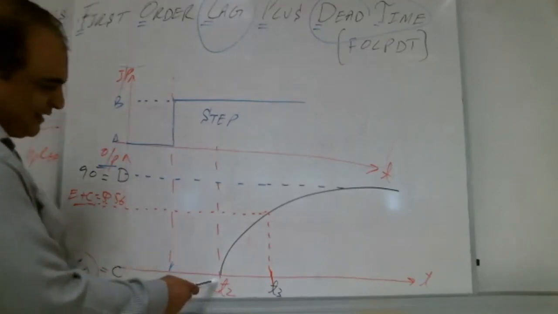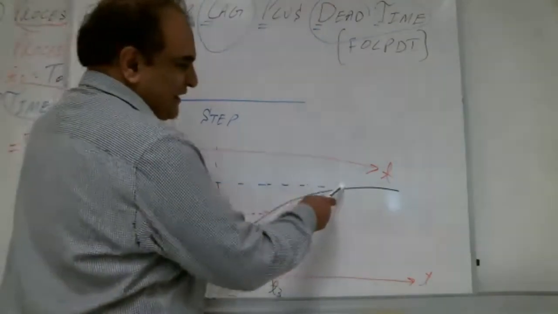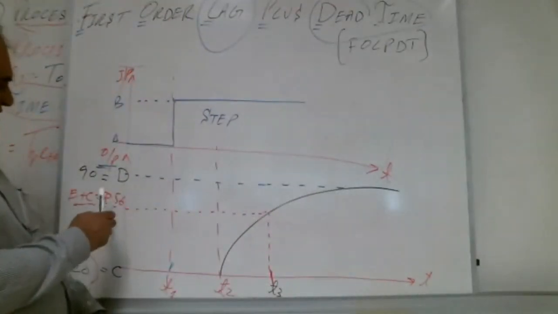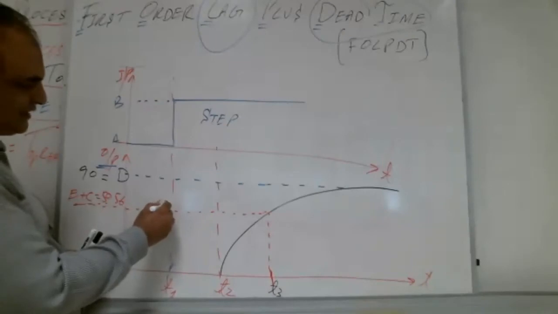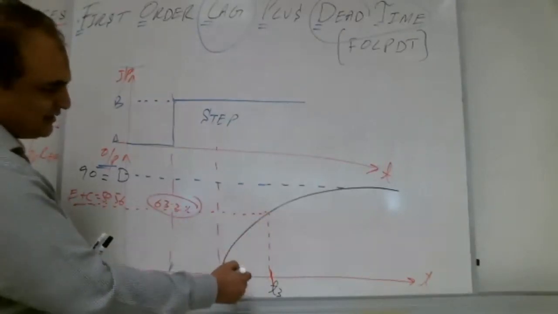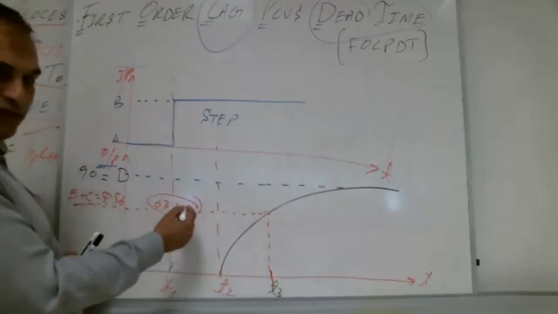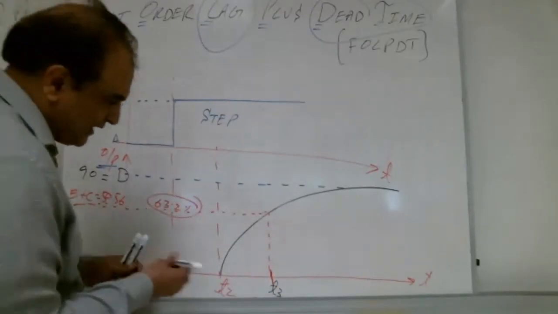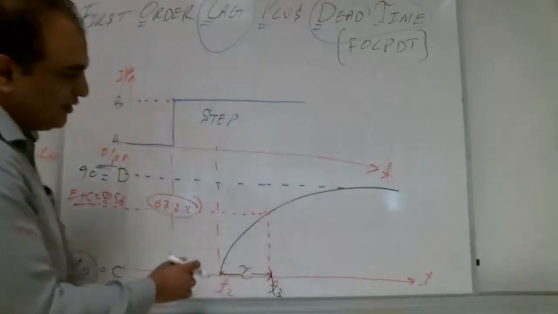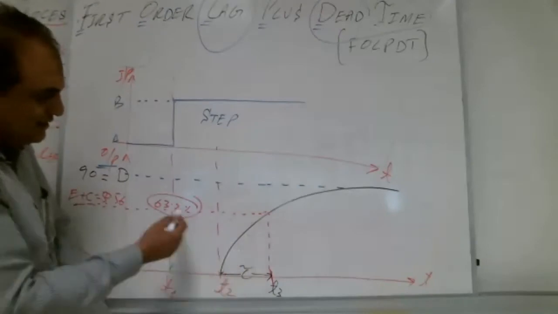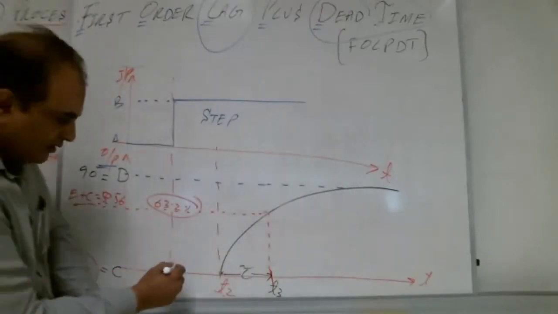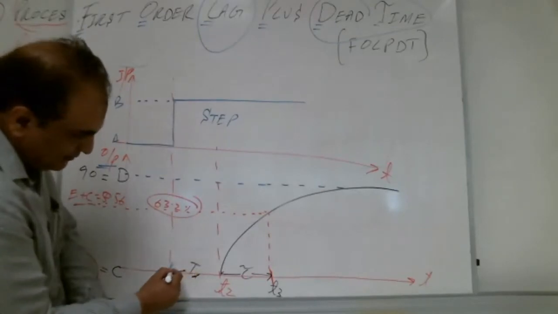Okay. Now it is starting from here and it is reaching the steady state. So at 63.2%, this is the time when it reaches 63.2%. So this is the time constant. T3 minus T2 is the time constant. So if something reaches 63.2% faster, it will go to steady state faster. This is dead time.